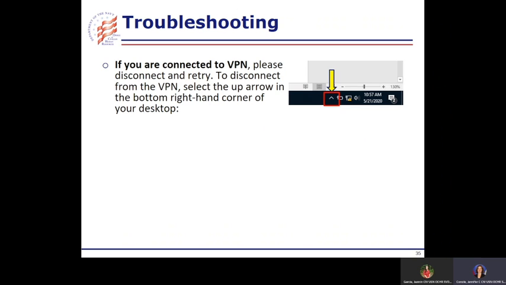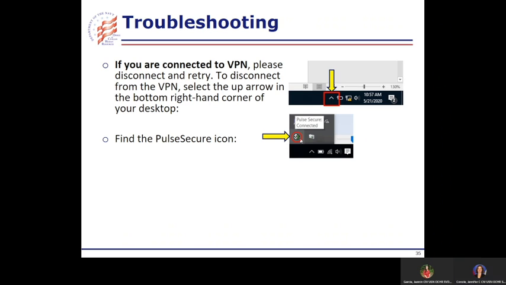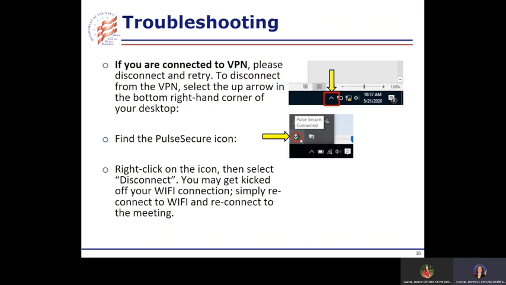First, select the up arrow from your taskbar in the bottom right-hand corner of the screen. Next, find the Pulse Secure icon. It will look like the letter S with a green arrow pointing up through it. This indicates that you are connected to the VPN. Right-click on that Pulse Secure icon, find the network you're connected to, right-click on it, and select Disconnect.